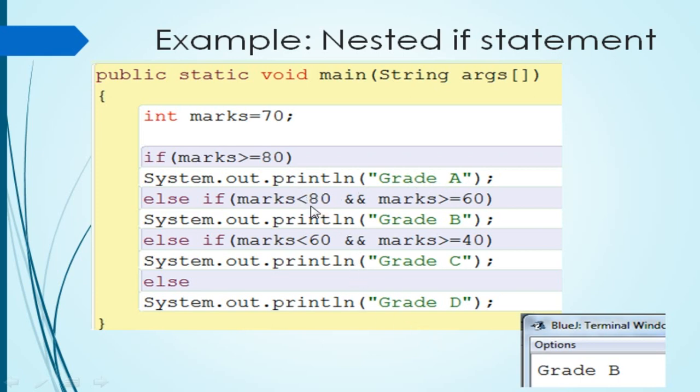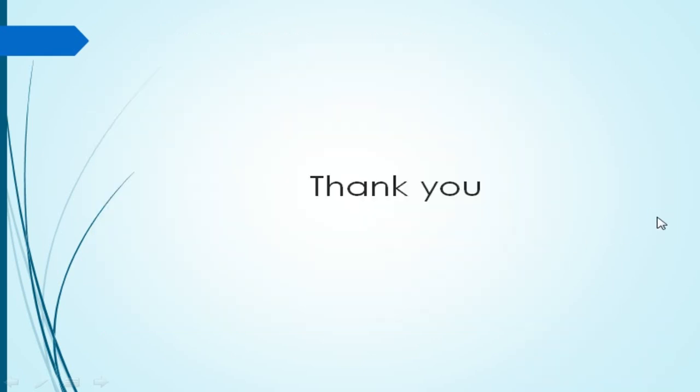If the marks is lesser than 80 and greater than or equal to 60, then it is grade B. If the marks is lesser than 60 and greater than or equal to 40, that is in between 40 and 60, the grade will be C. If the marks is lesser than 40, then it should be grade D. Since the marks is given as 70 here, I am getting the output as grade B when I execute this program. Hope you understood this video about conditional constructs, and specifically the if-else statements.